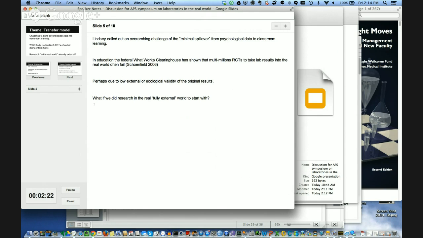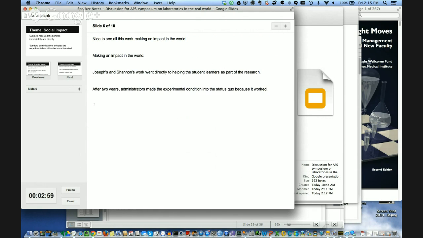Another theme was around the transfer model, the idea that you take what you find in a laboratory setting and then figure out how to move it into the real world. In education, there's this big problem with this, like the What Works Clearinghouse finds that they do these multi-million-dollar randomized controlled trials to see, let's scale it up, and it just doesn't work. So sometimes trying to take it from one context to the other just doesn't work. So one of the opportunities in laboratories in the real world is, what if we did the research in the fully external world to start with instead of trying to transfer it?